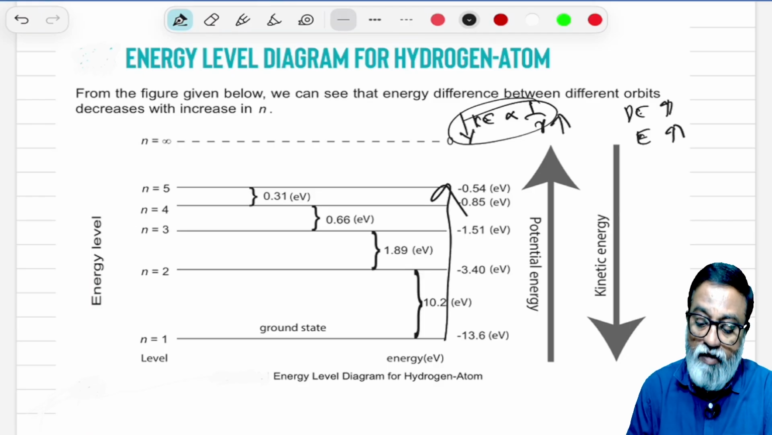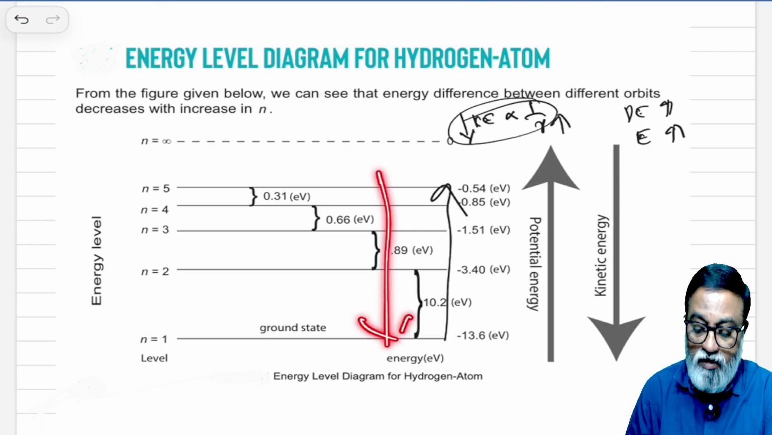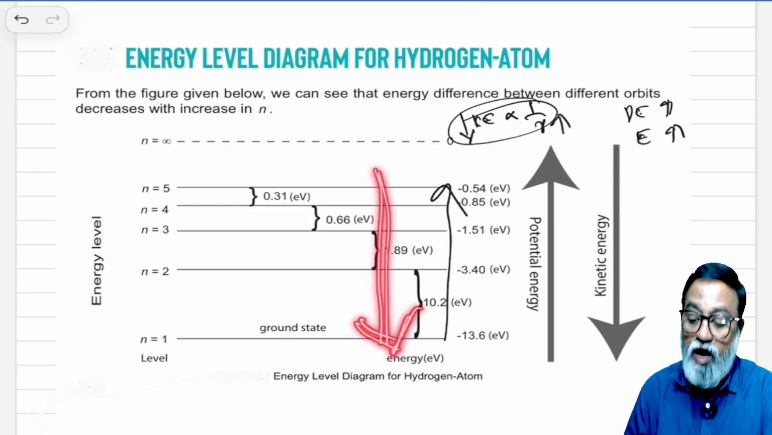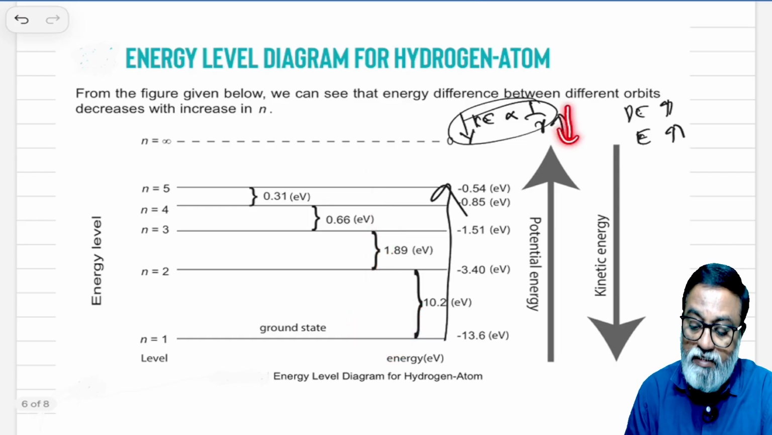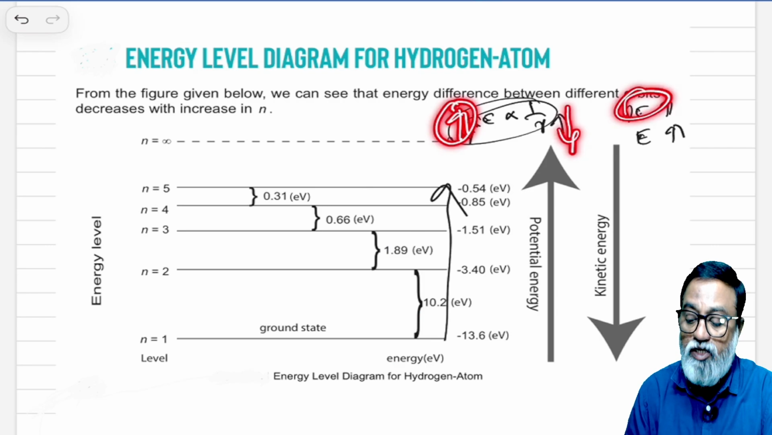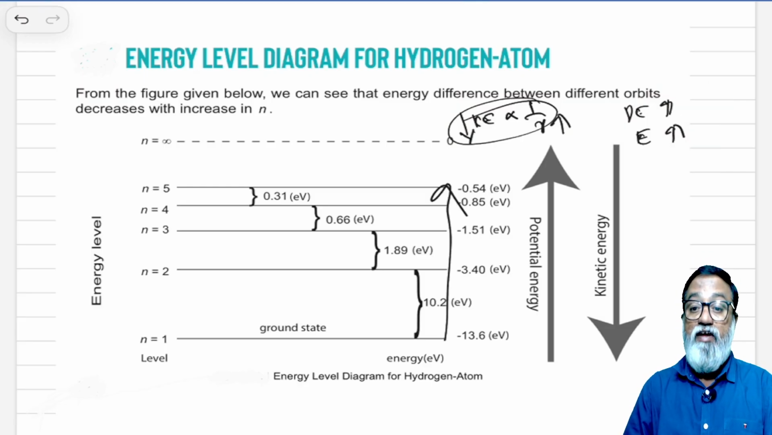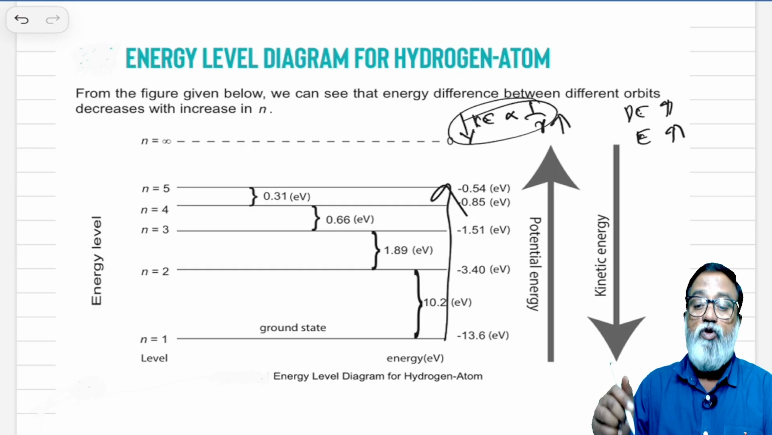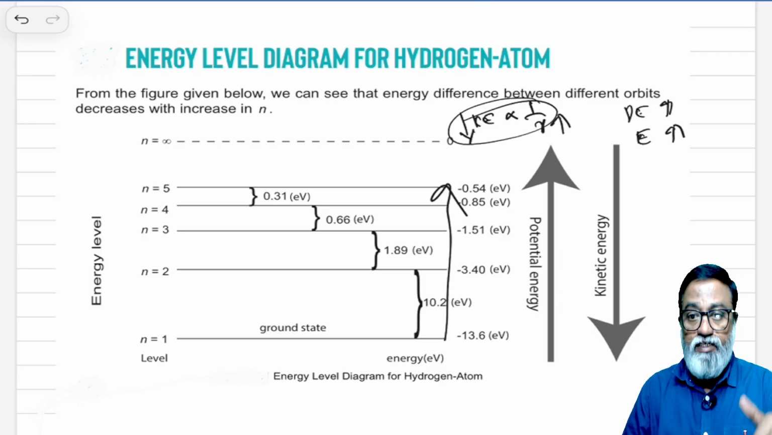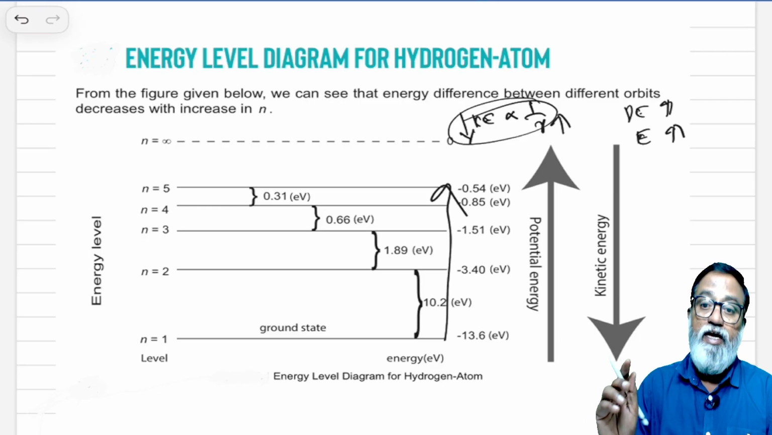For example, in de-excitation from a higher energy level to a lower energy level, R decreases. When R decreases, kinetic energy increases, then potential energy and total energy decrease. This is a very, very important one. You have to consider only kinetic energy, and based on kinetic energy, find out the change in potential energy and total energy. If kinetic energy increases, potential and total energy decrease. If kinetic energy decreases, total energy and potential energy increase.